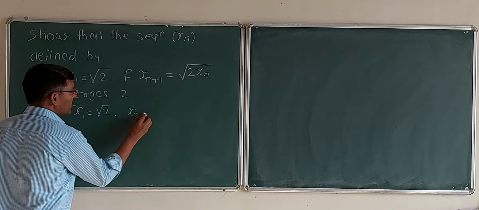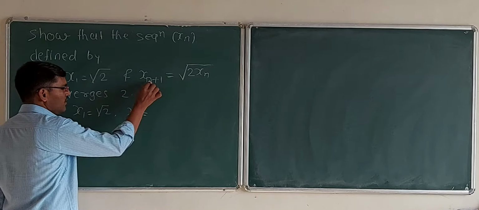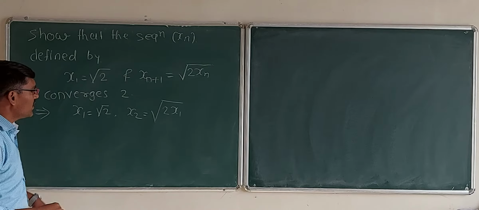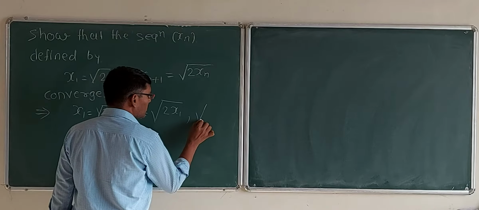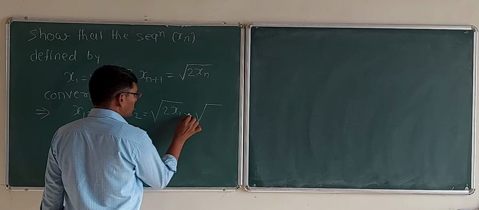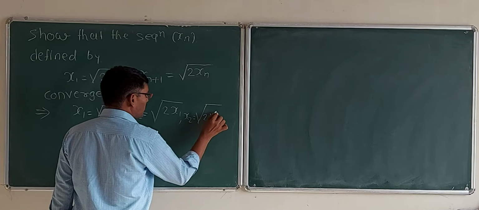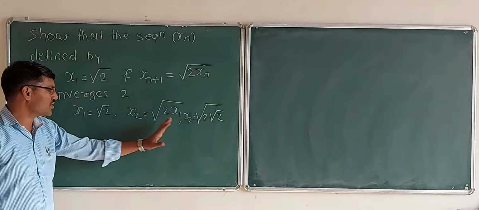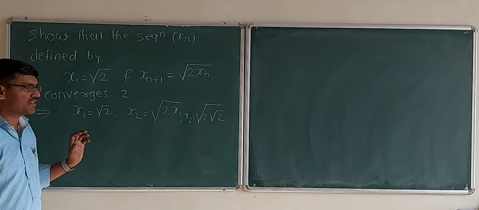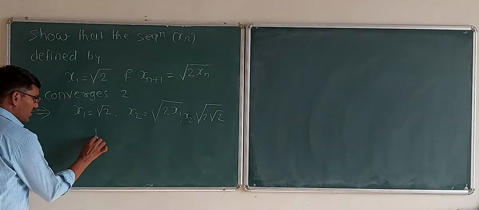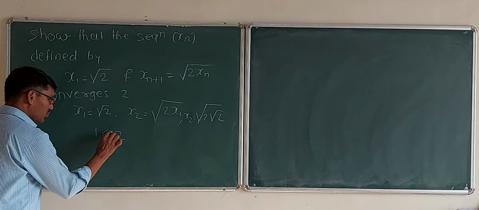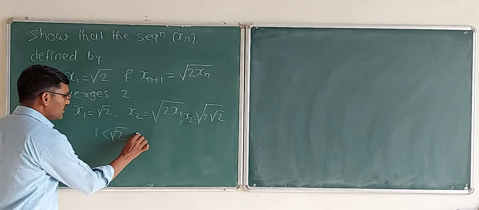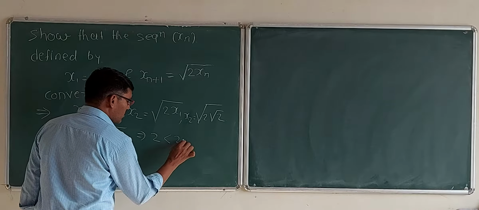What is x2? In place of n, if you put 1 here, then x2 is equal to under root 2 x1. But what is x1? x1 is under root 2. So x2 is equal to under root of 2 times under root 2. Now, from these two numbers, whether x1 is less than x2 or x2 is less than x1, we want to decide. We know that 1 is less than 2, 1 is also less than under root 2. This implies 2 is less than 2 under root 2.